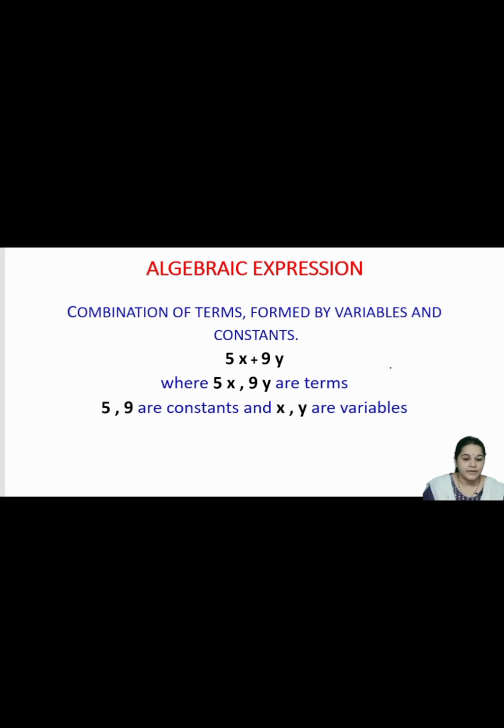If we consider another example, 2x minus 3y plus 7, here 7 is a constant, 2x is a term, 3y is a term, y is a variable, x is a variable, and this expression is called an algebraic expression.